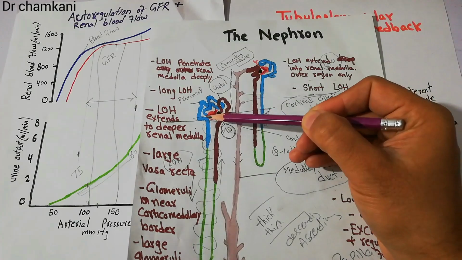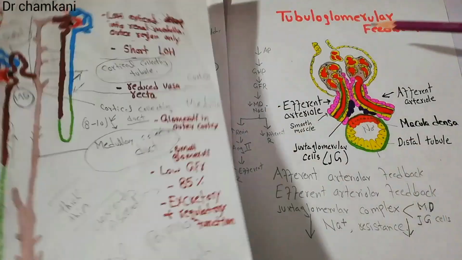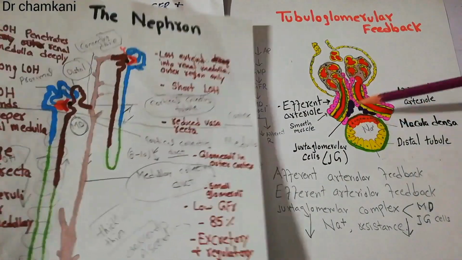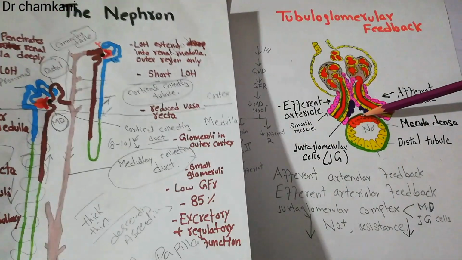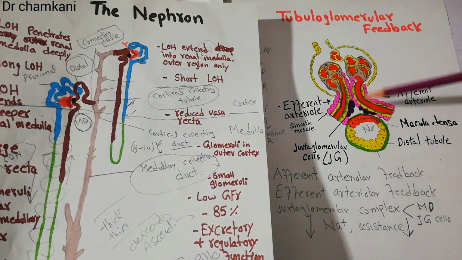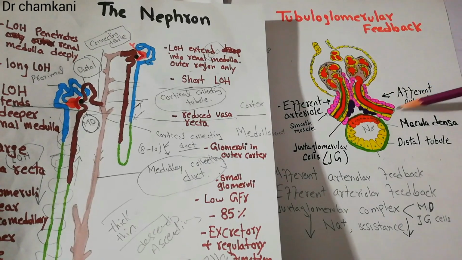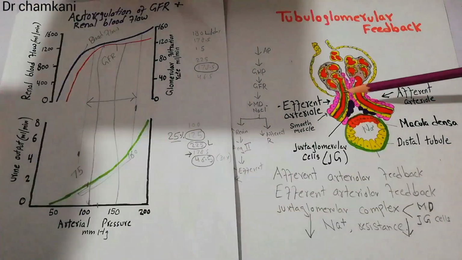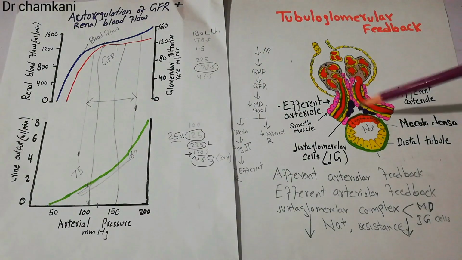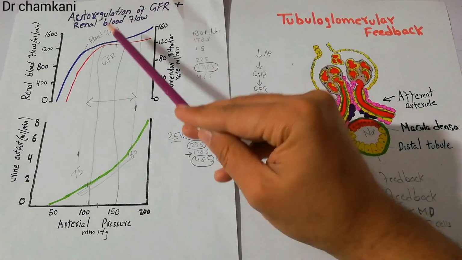Now, when we cut this area and get a section of it, we have a picture like this. Here we have the distal tubule, which is normally present here. And here we have the macula densa in the red colored cells. They are in close proximity to the afferent arteriole and efferent arteriole. Now, how do they regulate the GFR and renal blood flow?